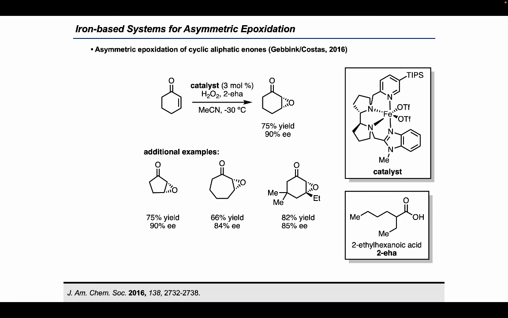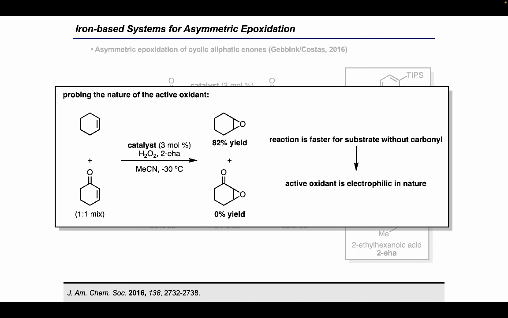2-Ethylhexanoic acid was used as an additive in this case, and was found to aid in the controlled activation of hydrogen peroxide. Here, these groups again questioned the nature of the active oxidant, and carried out a similar competition experiment between cyclohexene and cyclohexenone. The result was that the substrate without the carbonyl reacted faster, and actually here the difference in reactivity was even more striking than in the Yamamoto case. This pointed to an electrophilic active oxidant in this case as well.